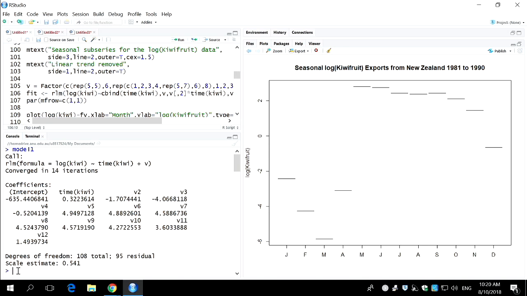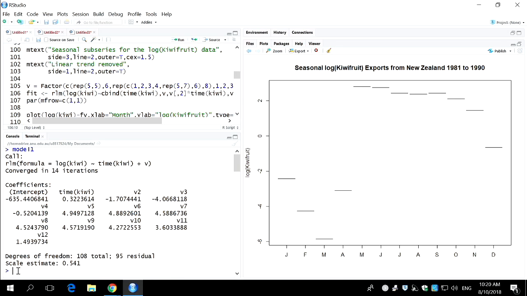This is the coefficient of time, so this is the amount by which the log rises every year. Then this is February, March. You know what happened to January? January's sucked into here. January's your baseline. So you get February, March, April, May, June, July, August, September, October, November, December. That would be a full model that's got a constant trend, a linear trend, and a constant seasonal, where the seasonal is a separate constant for each month.